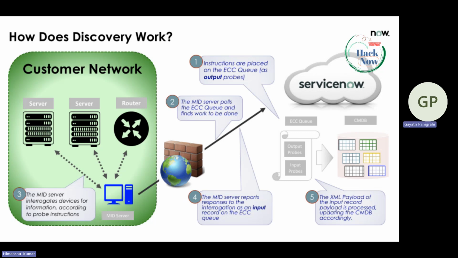That information goes as probes, right? Whenever the data is going from the ServiceNow instance to the customer environment, it goes as an output probe. And whenever the data comes back from the customer side, it is an input probe. So that data runs through the ECC queue and it is reverted back as an XML payload.